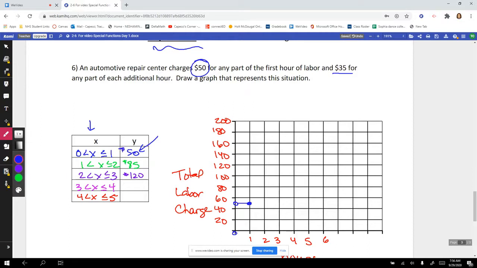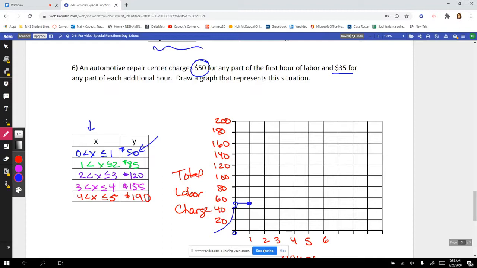Now the same thing, we go from 3 to 4. We're going to add 3 to 4 hours. We are adding another $35. So now we're at $155. And again, the same thing, anywhere from 4 hours to 5 hours, including 5 hours, we're going to be at $190. So our table is going to help us when we're graphing. So let's go back. So 0 to 1 hour, we've graphed here already.